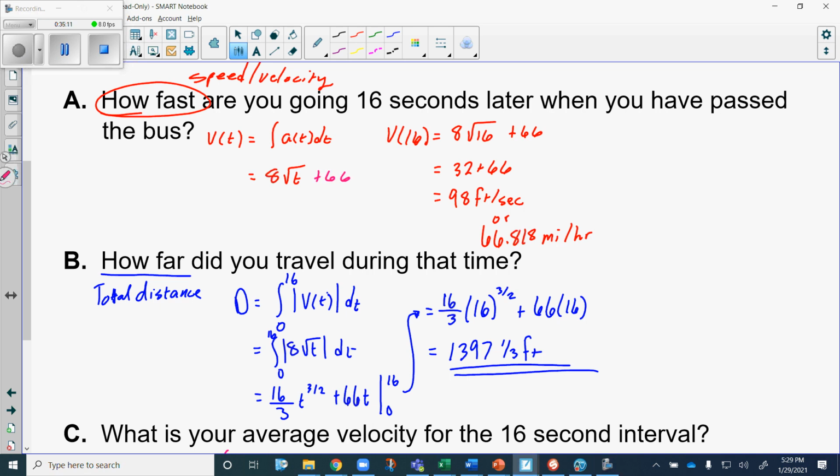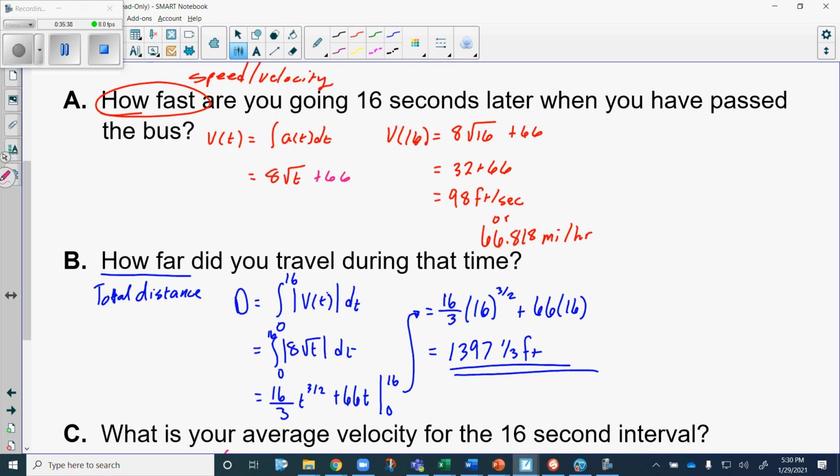So at 16 seconds, we're traveling at 98 feet per second, or about 66.818 miles per hour, which is quite a bit, because you went from 45 miles an hour to almost 67 miles per hour. So I don't know where the buses are going to be at. Maybe that can get you in trouble driving that fast.